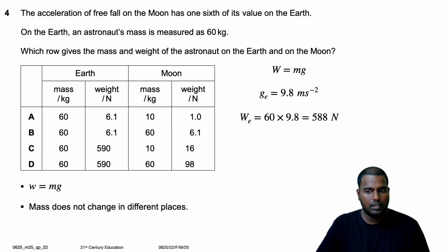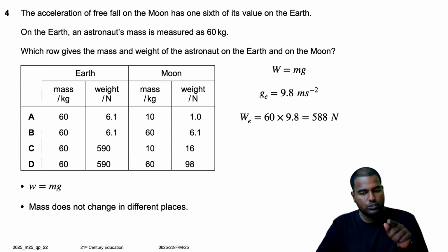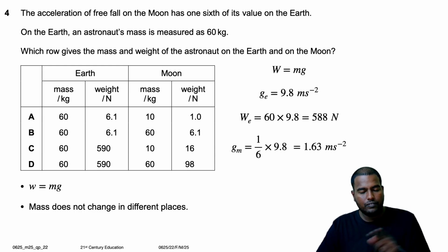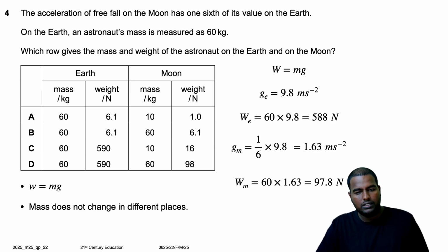Okay, we'll find it. It's given that on the moon it's 1/6 of its value on Earth. So acceleration due to gravity on the moon is 1/6 of acceleration due to gravity on Earth, which is 1/6 of 9.8, which is 1.63 meter per second squared. Now weight on the moon is again mass times gravity, 60 times 1.63, so it's 97.8, which is rounded off to 98 Newton. Option D.